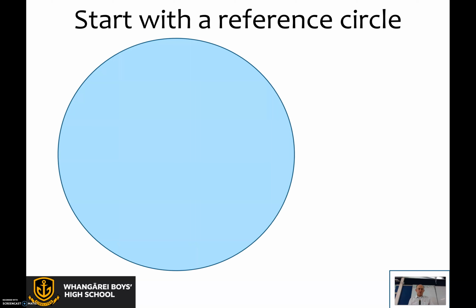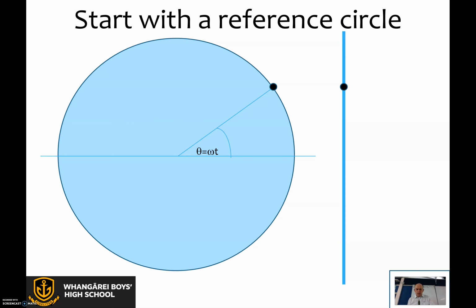Alrighty, so we start with a reference circle, and also we put in the horizontal. This is not the orientation of the simple harmonic motion oscillator. This is the angle, and we start at the 3 o'clock position. Measuring the angle around there, that's the angle theta, which is omega t. This is the simple harmonic motion oscillator. It might be a pendulum, it might be a mass on a spring. It's going backwards and forwards on this line, and its displacement is the same as the vertical displacement on the circle.